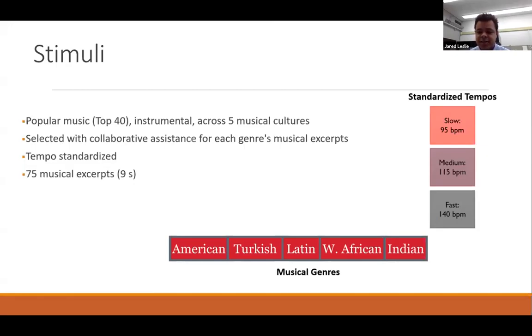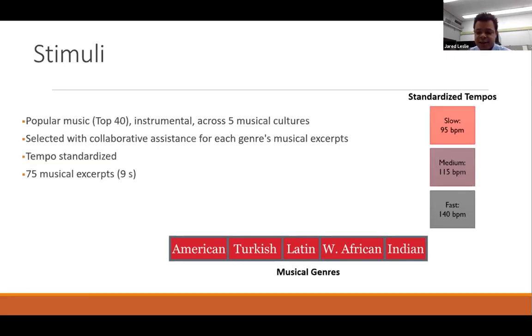So to assist in our selection of songs for each culture's music, we were fortunate enough to create collaborative efforts alongside other researchers, the co-authors of the study. In addition to assisting with piloting and data collection, they assisted in stimuli generation and selecting audio that were relevant to each of these cultures that were mentioned. Now, after selecting 15 clips for each of the five musical genres, we then standardized them into three different tempo bins, the slow tempo bin being 95 beats per minute, the medium tempo bin being 115 beats per minute, and the fast tempo bin being 140 beats per minute.